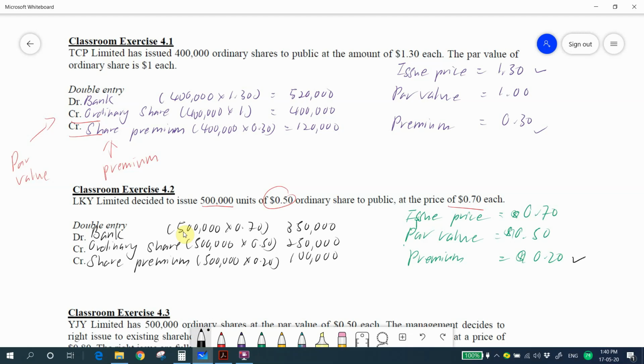And take note, if the company's issue price equals par value, it means that you will not have premium. The issue price can equal par value. If your issue price equals your par value, it means that there is no premium in the account.